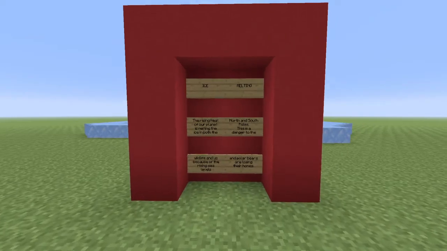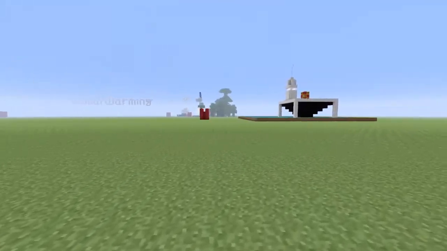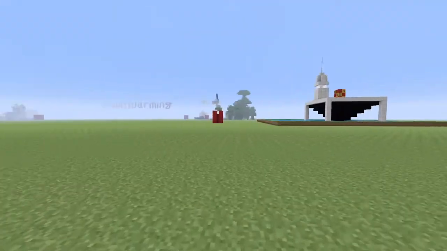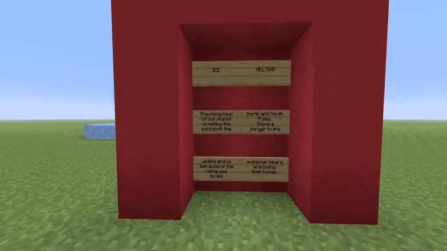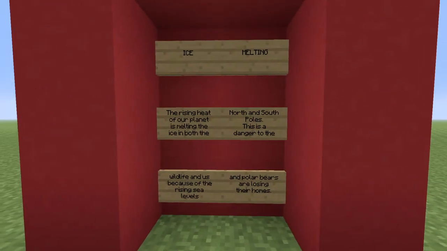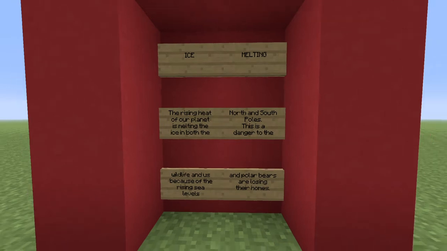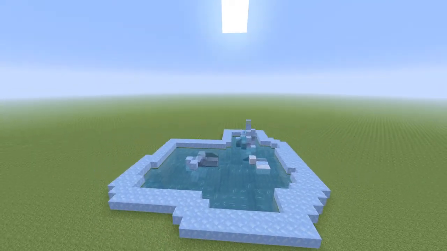Then we have ice melting. This is the first of the effects caused by the causes. The rising heat of our planet is melting the ice in both the north and south poles. This is a danger to the wildlife and us because of the rising sea levels, and polar bears are losing their homes. It's very sad.